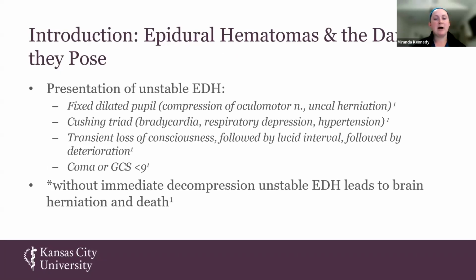Epidural hematomas are uncommon but very serious. Without immediate decompression, an unstable epidural hematoma will lead to brain herniation and death. Indications for an unstable EDH are a fixed dilated pupil due to compression of the oculomotor nerve and possible uncal herniation, Cushing triad, which includes bradycardia, respiratory depression, and hypertension, transient loss of consciousness followed by a lucid interval, then further deterioration, and lastly, the patient will be in a coma or have a GCS of less than 9.